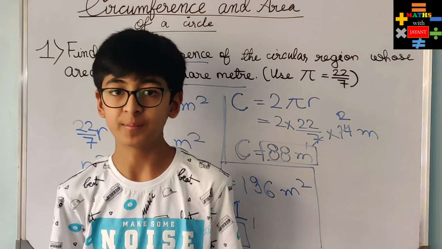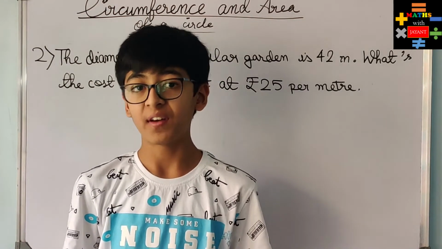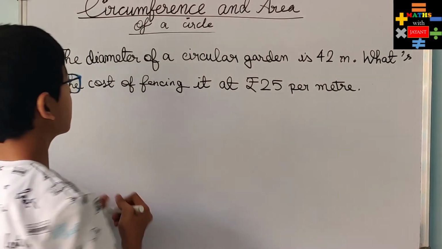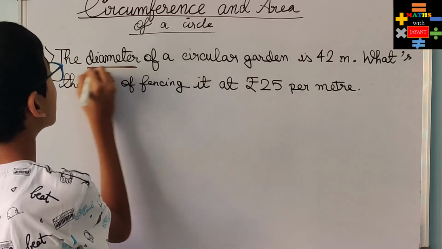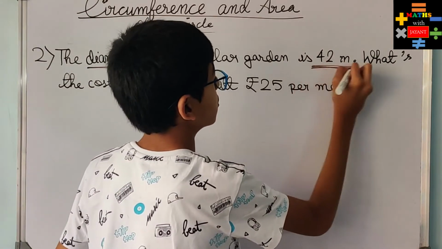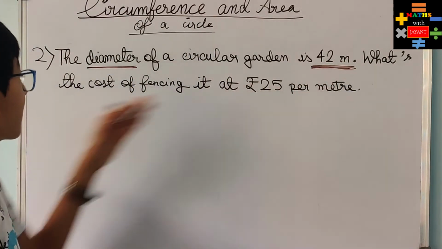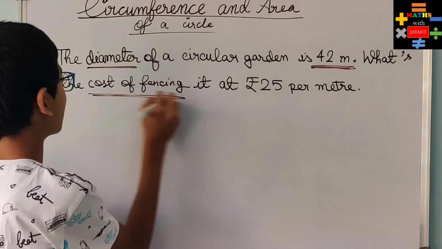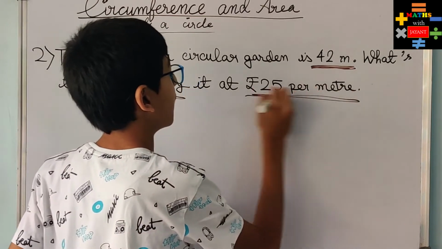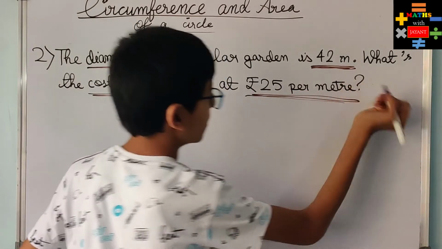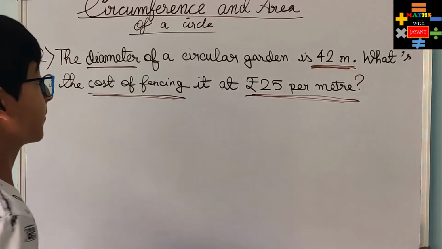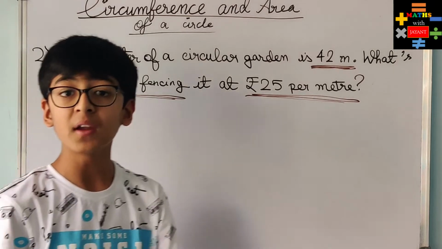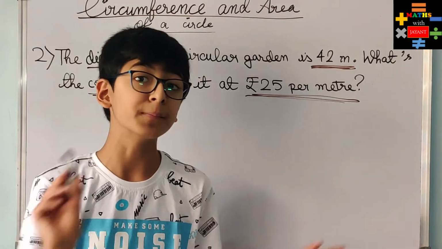Let's solve our second question. What's our second question? The diameter of a circular garden is 42 meter. That is a circular garden. Its diameter is 42 meter. What's the cost of fencing it at rupees 25 per meter? There should be a question mark at the end. Okay, so this is our question. The diameter is 42 meter. So what's the cost of fencing this part, at the cost of 25 per meter?